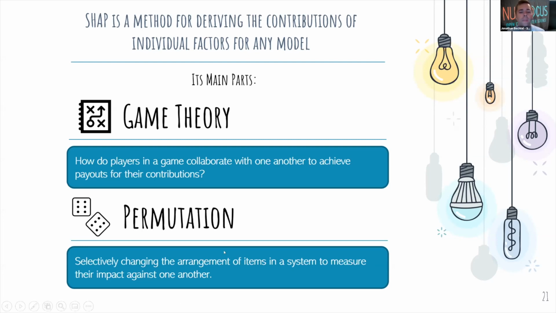The second one is a more traditional machine learning concept, and that's permutation. Permutation is a very common way of developing statistical inference for non-parametric models. It's built around the idea that deliberately changing the arrangement of certain items within a system is a way to measure something's impact. In plain English, if you remove something and see what changes, it tells you the overall importance of that particular value or column.